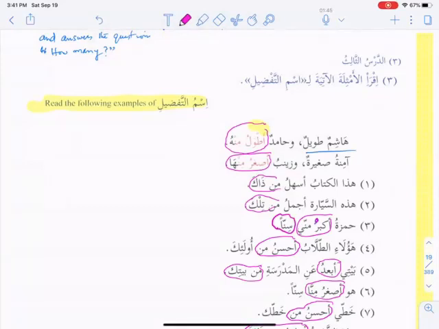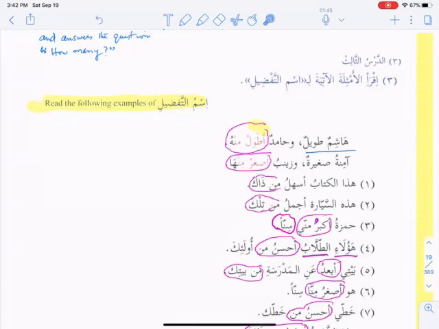هؤلاء طلاب. هؤلاء مبتدا الطلاب بدل أحسنوا. They are better because min came, so it becomes better. Min ulaika. Right? هؤلاء مبتدا أحسنوا خبر.